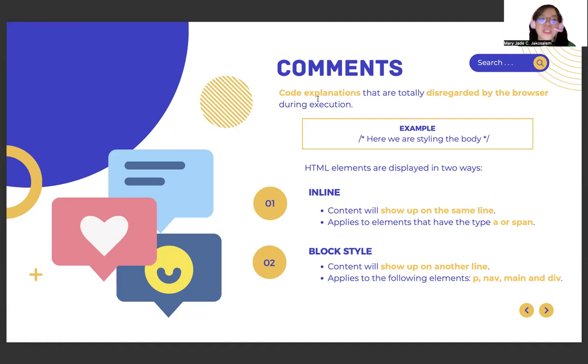Then actually HTML elements are displayed in 2 ways. We have the inline and the block style. When we say inline, the content will show up on the same line. So it will not be spaced out. And it usually applies to elements that have the type a or span. So if it's an anchor or a span, usually it's inline. It will just show in one line. Block style content will show up on another line. If you select, let's say P, it will automatically show on the next line because it's block style. So it applies to the following elements. Usually, block style elements include P, nav, main, and div.